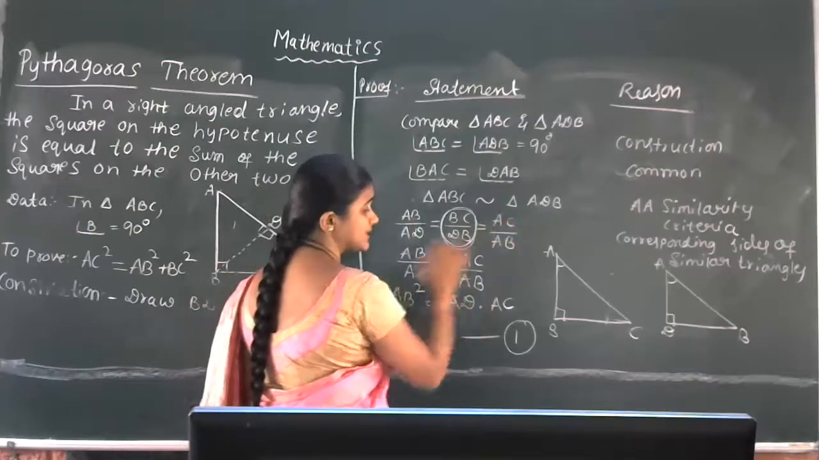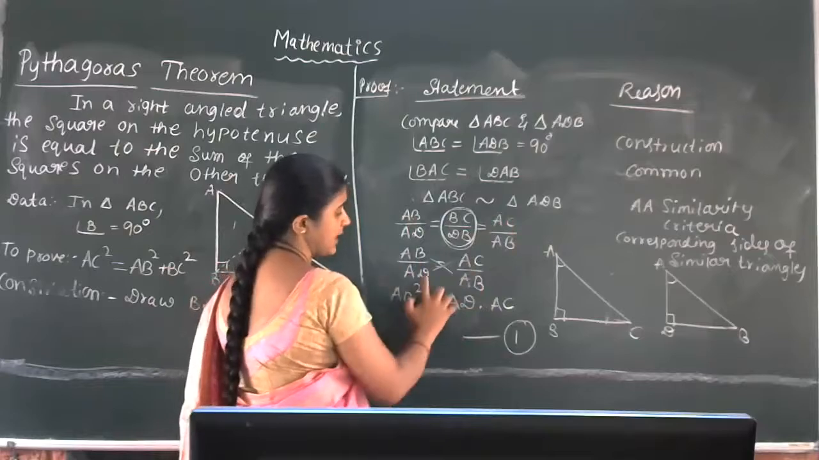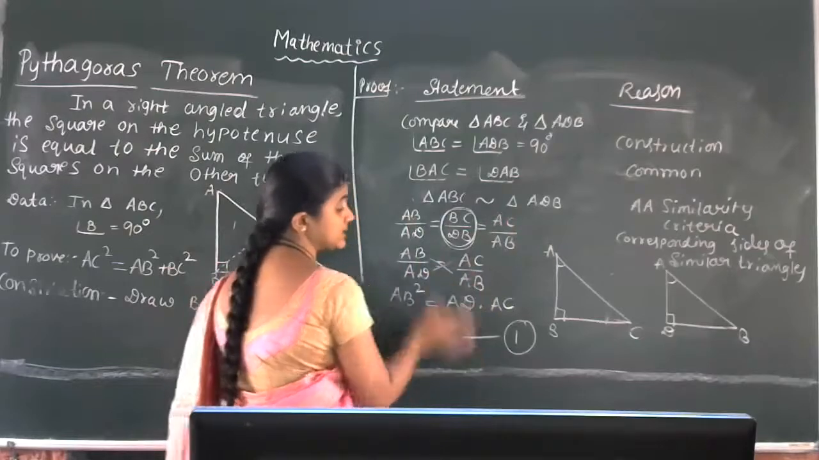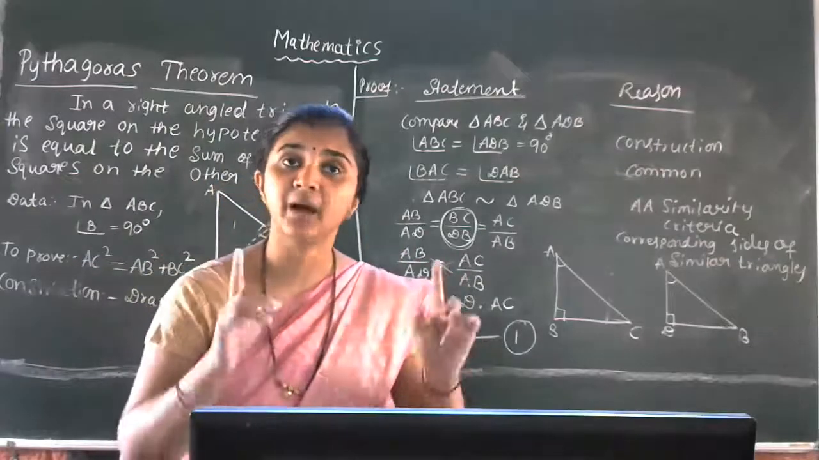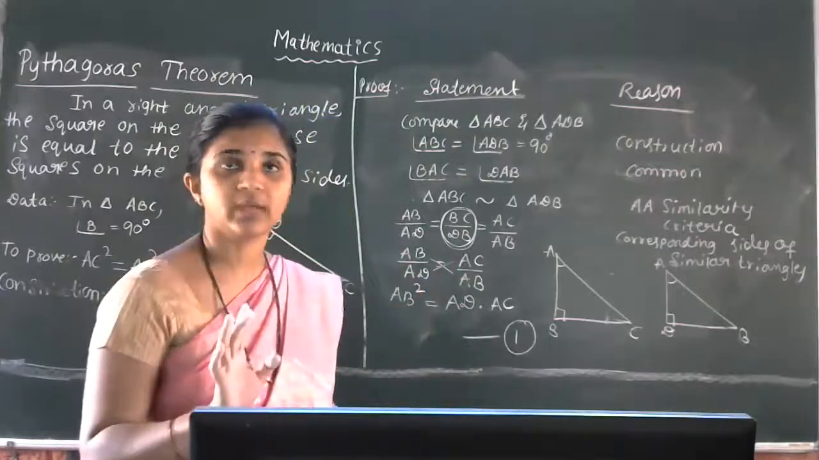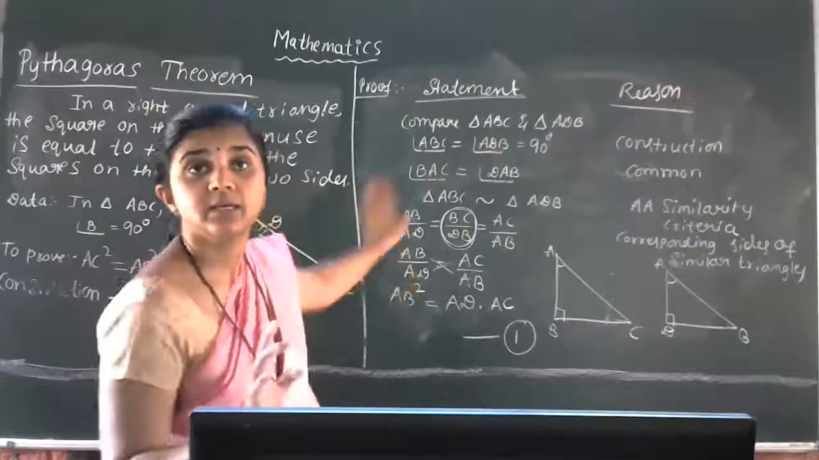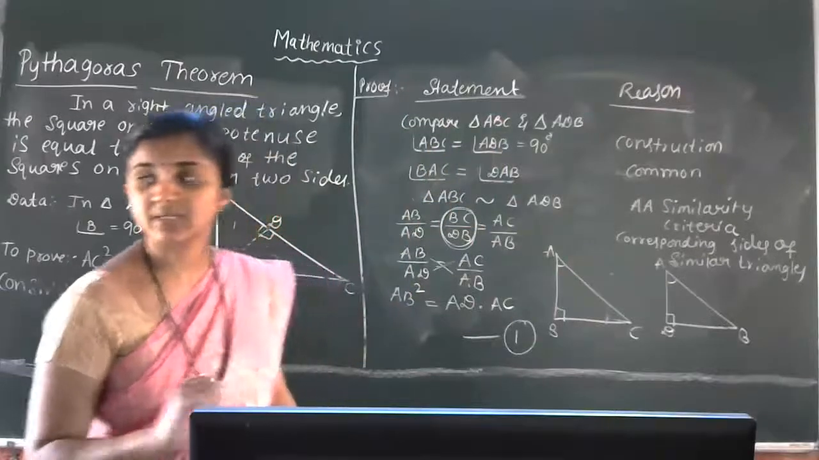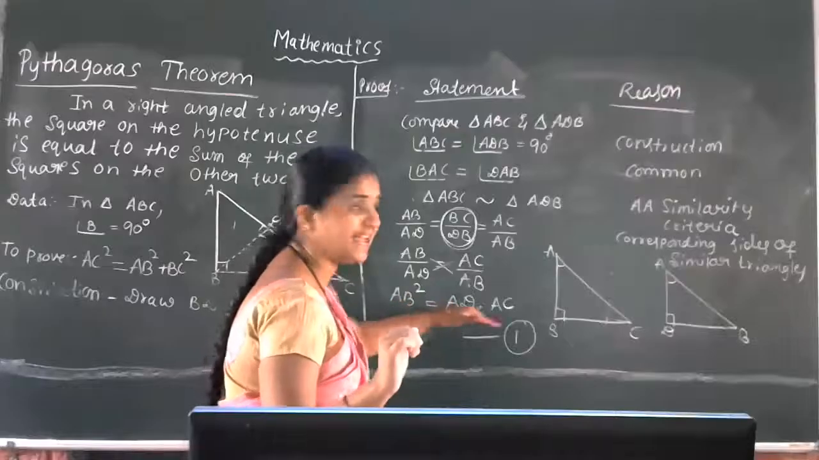AB divided by BD is equal to BC divided by DC, that is equal to AC divided by BC. You can neglect BC and DC here also, but first write the ratio as it is: AB by BD, which is equal to BC by DC, that is equal to AC by BC.